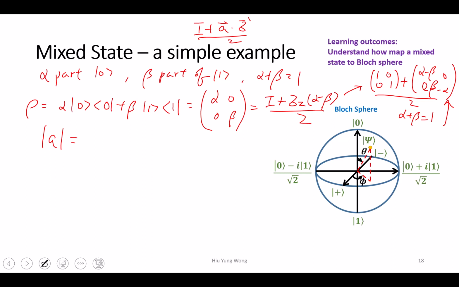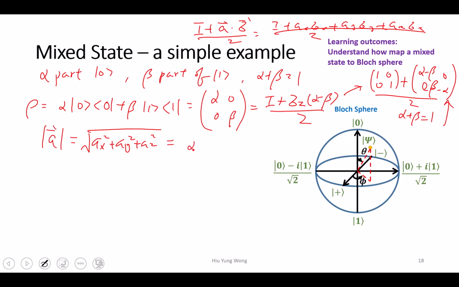A is 1 plus A dot sigma, right? Which is equal to I plus AX sigma X plus AY sigma Y plus AZ sigma Z, the whole thing divided by 2. Do we have sigma X, sigma Y? So they are all 0, right? And what is AZ? Yeah, so this is just AX squared plus AY squared plus AZ squared, right? The length of A, the length of the vector A. So this is just equal to alpha minus beta.